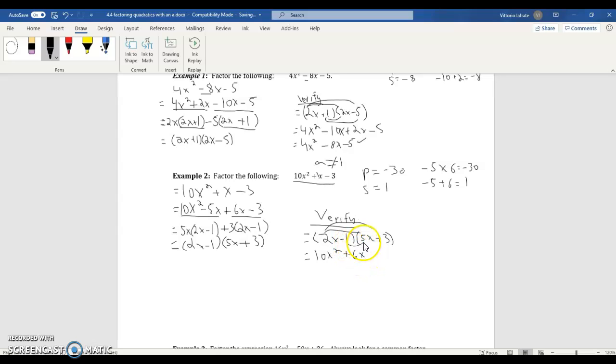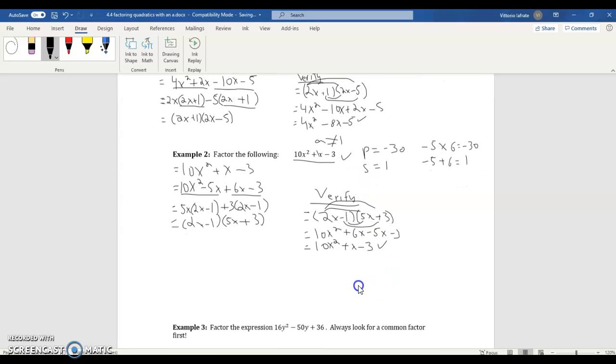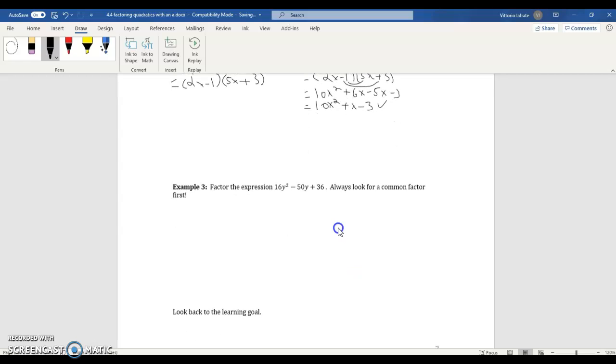Then minus 1 times 5x is minus 5x. And then minus 1 times 3 is minus 3. And that gives us our final cleaned up expression of 10x squared plus 6x minus 5x is plus x minus 3. And it brings us back to the standard form we had initially. So that means that we factored correctly. Let's move on to example 3 now to see how we do that one.